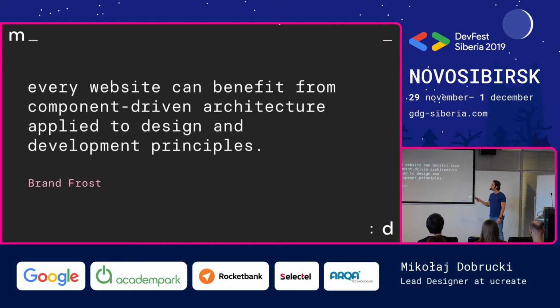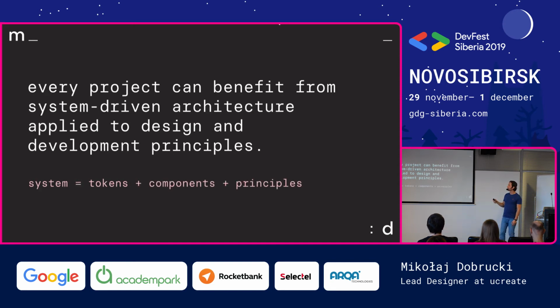And I also think that we can paraphrase this sentence a bit and say something like: every project can benefit from system-driven architecture applied to design and development principles. And what I would mean here by the system is a combination of basically three factors, usually. First of them being the tokens, the smallest possible reusable parts of your system. Then the components, which are the functional bits that build the system, and eventually the principles. So the principles that define how those components and tokens should be used.